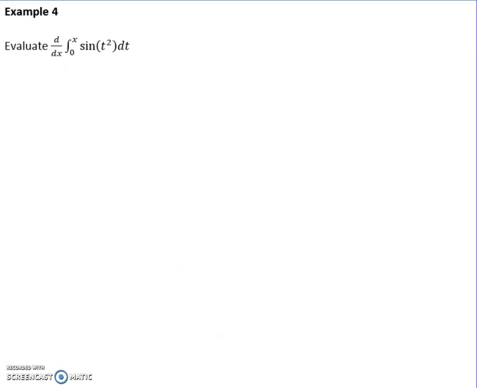Okay, now in example 4, this is the second half. Now I'm taking the derivative of an integral. Now remember, typically these would cancel out, but something interesting happens here. So you can't just cancel these out and say, oh, it's just sine of t squared dt. It doesn't work like that. We do have a rule that says as long as this is x and as long as this is a constant, then since you're doing the derivative of an integral, these two things cancel out and you just get sine of x squared.